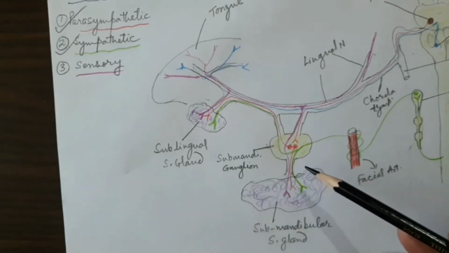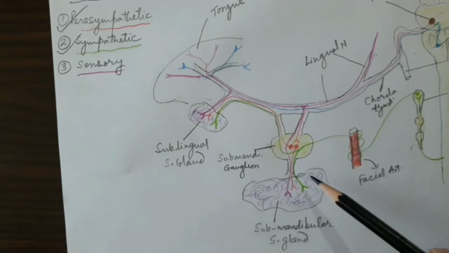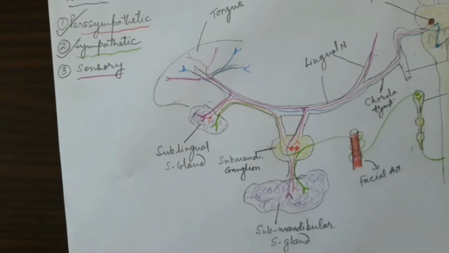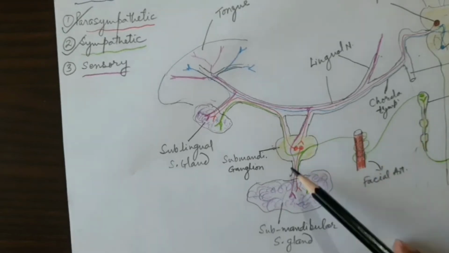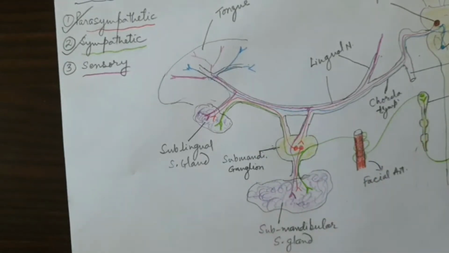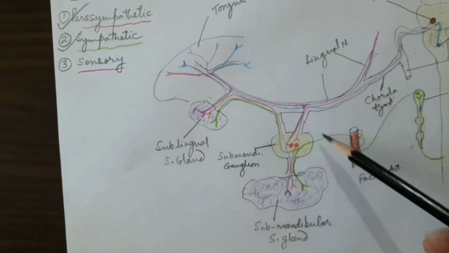That means regulation of the blood flow through the blood vessels supplying these two glands, which indirectly helps in the synthesis of the secretion. So in the green color it is the sympathetic root. Without relay it will pass. Then why has it come directly? Why has it come through this ganglion?